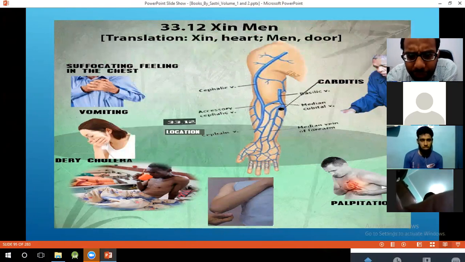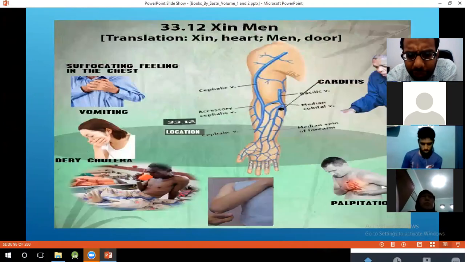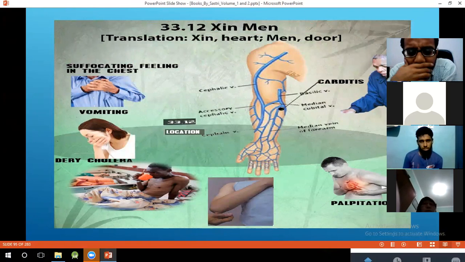So it's 33.12, which is again a very good point for vomiting, with all the same symptoms which we have seen. And then there is tachycardia, and it helps. You can combine 33.12 with the liver channel, liver 3, and heart 7. It gives very good recovery for tachycardia, especially in anxiety neurosis, schizophrenia, and psychosomatic disorders, especially hysteria.